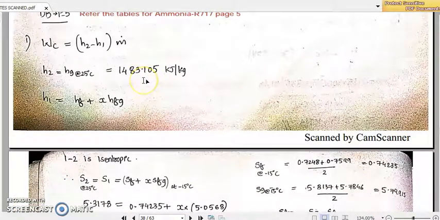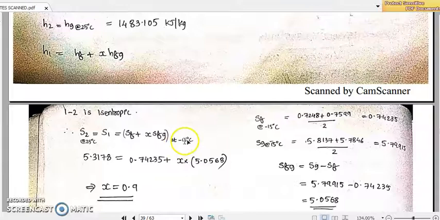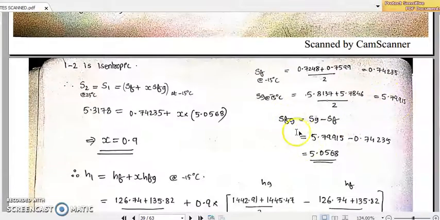Okay, so refer to the tables of ammonia. Find out the SF value at minus 15 degrees Celsius. We may have to interpolate the values, so it will be 0.74235 at minus 15 degrees Celsius, and the SG value again at minus 15 degrees Celsius will be 5.79915.